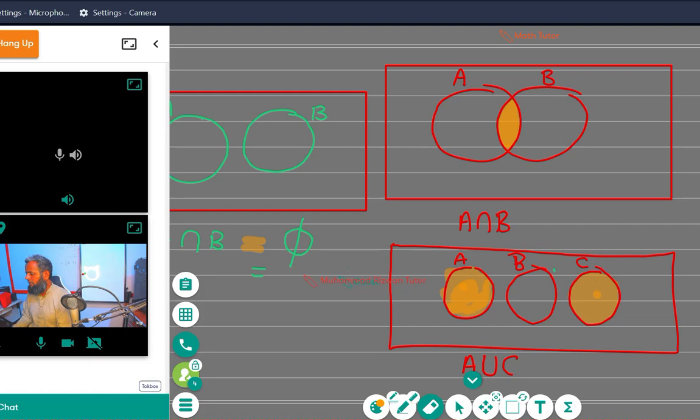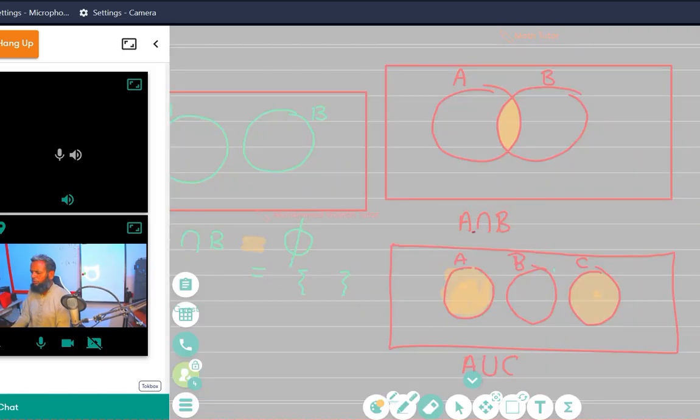You can also write A intersection B equal to the empty set. Because there is no region common, they are empty. So we cannot color, we cannot show. Okay, it's clear.